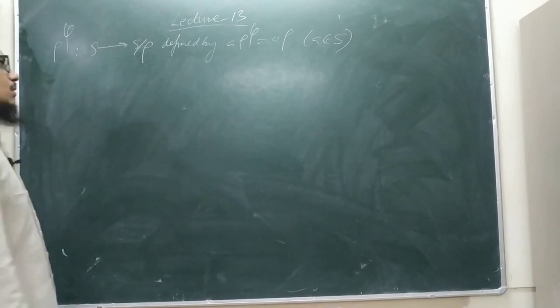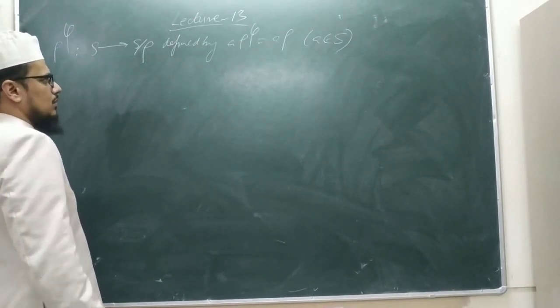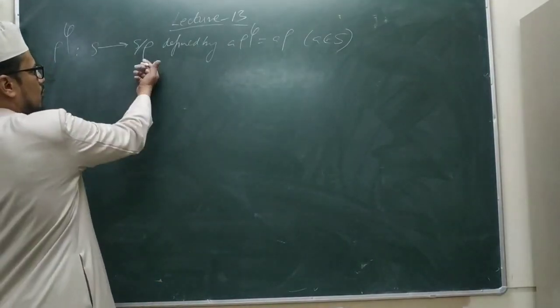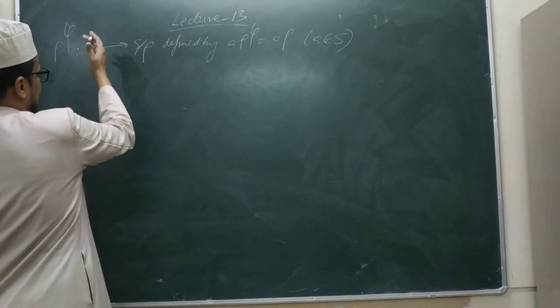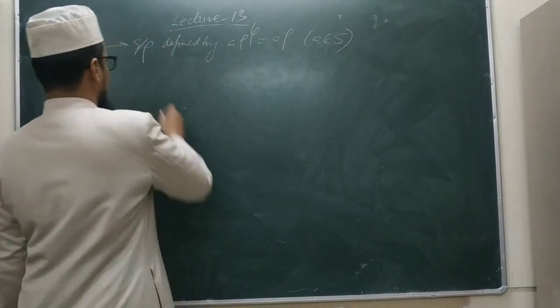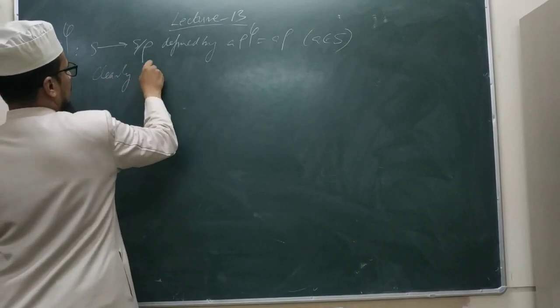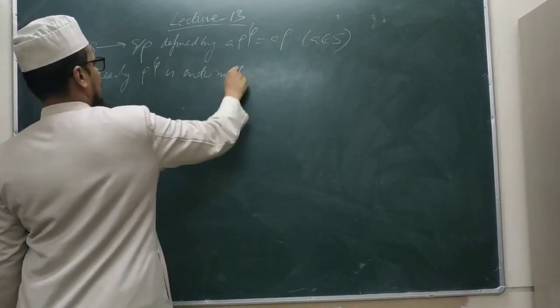Such maps are, of course, onto maps. For every A rho, you are getting A here, such that A rho natural is equal to A rho. So clearly, rho natural is an onto map, correct?